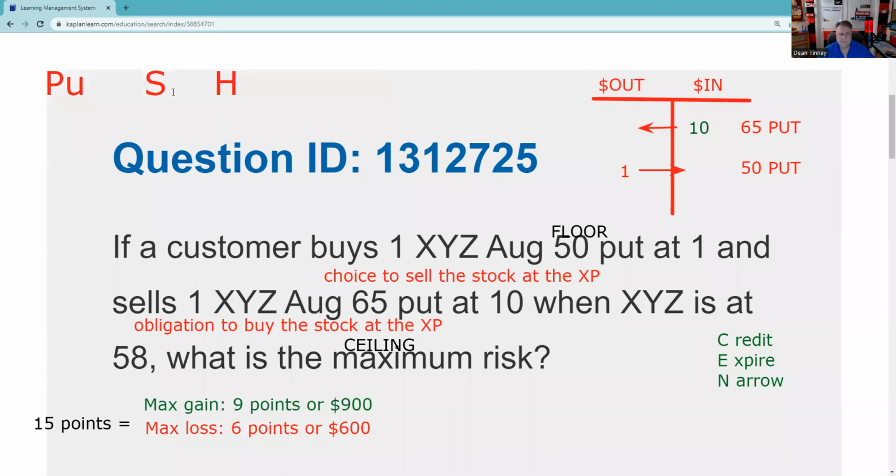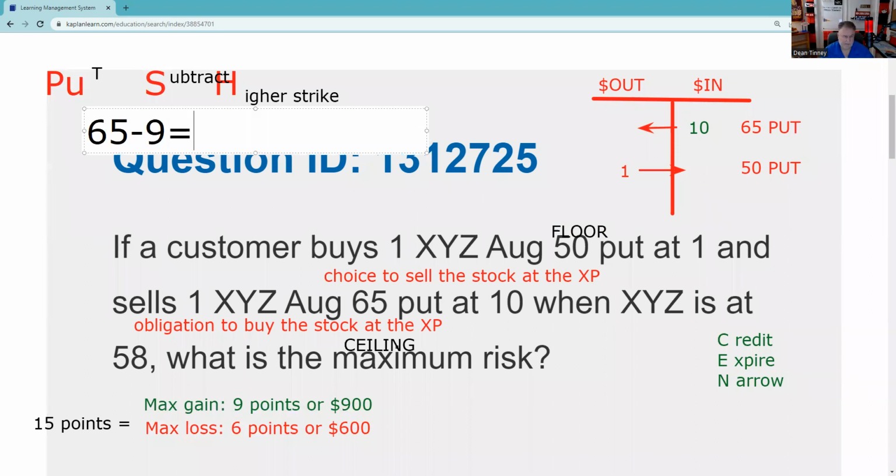So in a put spread, we're going to subtract the net premium, doesn't matter if it's a debit or credit, whatever that net premium is, from the higher strike. So here, the higher strike is 65. And so I'm going to take 65 and minus the net premium, which is 9, to get my break even. I'm terrible at arithmetic, so let me get my calculator out. 65 minus 9, 56 is the break even.